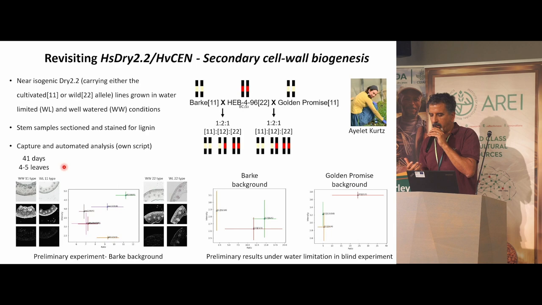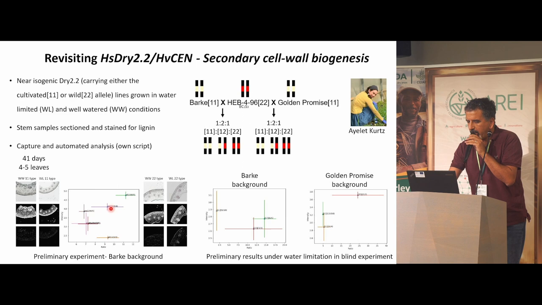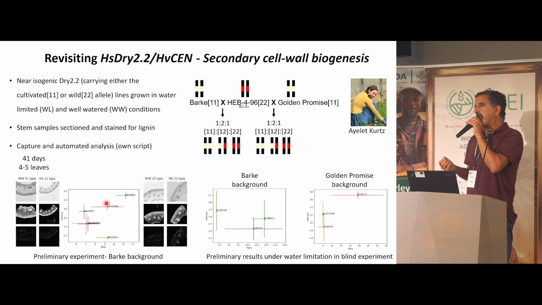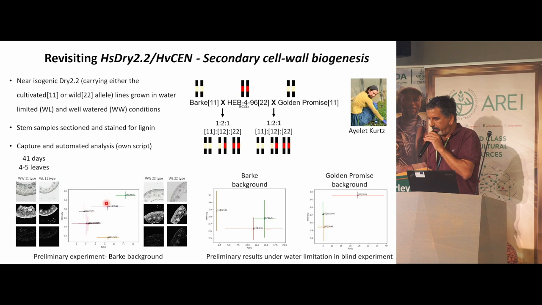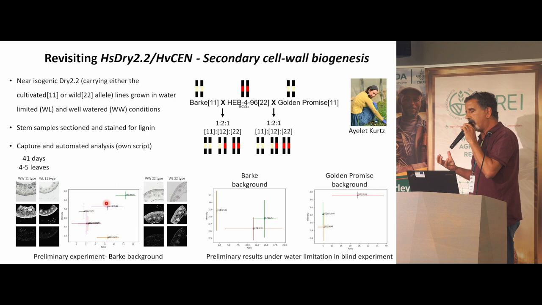And what you can see clearly here is that, unlike the cultivated, these two values are the cultivated under well water and then water limitation. There is no difference in the secondary cell wall biogenesis. There is not more generation of lignin into the conductive tissue.